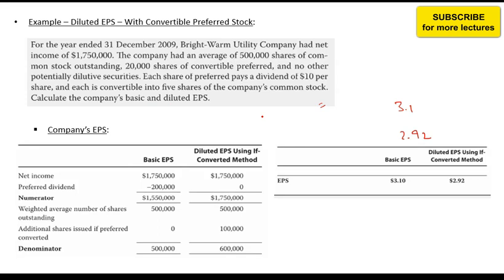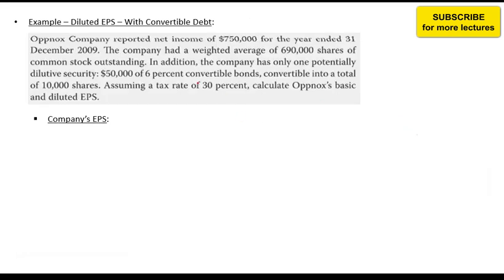So moving on to another scenario, that is diluted EPS with convertible debt. In the previous example, we assumed that we had a convertible preferred stock. In this example, we are assuming that we have a convertible debt. When we have a convertible debt or convertible loan, there are two kinds of impact. One is on the income statement, that is net income, and another is on the number of shares outstanding.